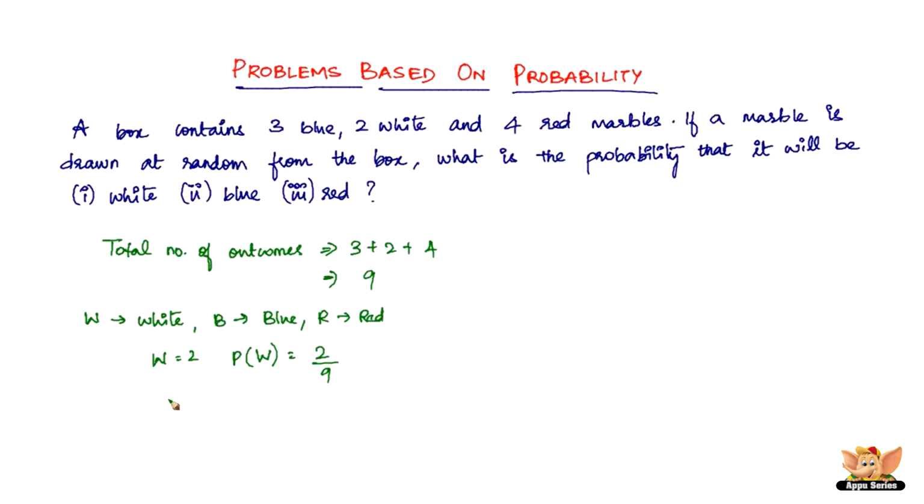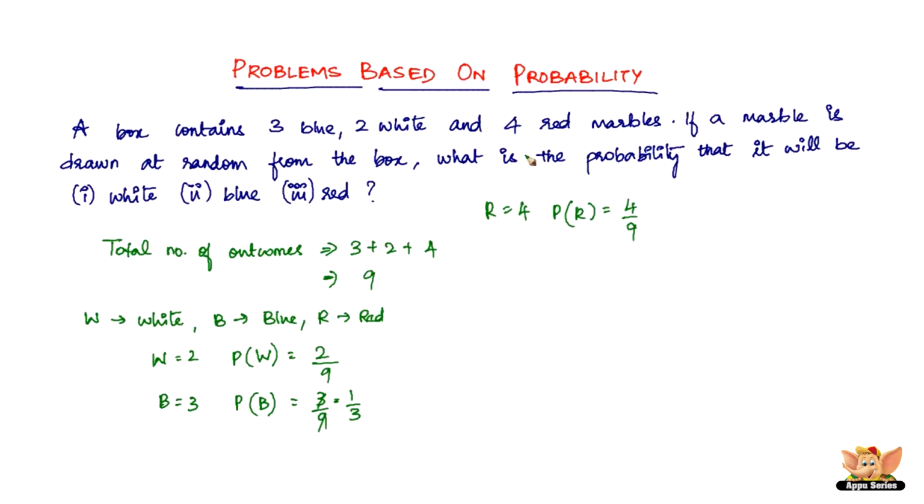And similarly, what is the probability of getting a blue? The total number of possible outcomes for a blue is 3. So the probability of getting a blue is going to be 3 by 9, or 3 goes 3 times in 9, so it's going to be 1 by 3. And then coming to red, we've got 4. There are chances that 4 times it may come red, right? So the probability of getting a red is going to be 4 divided by 9.